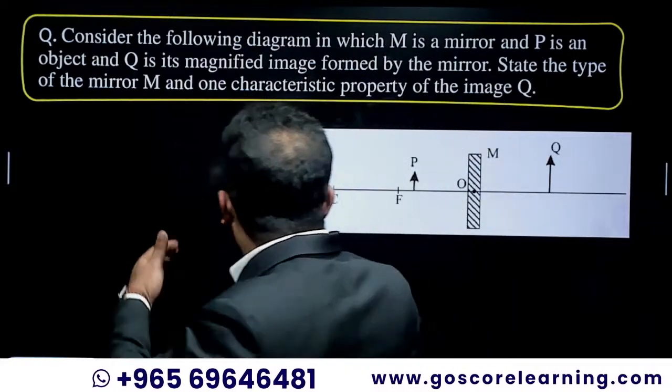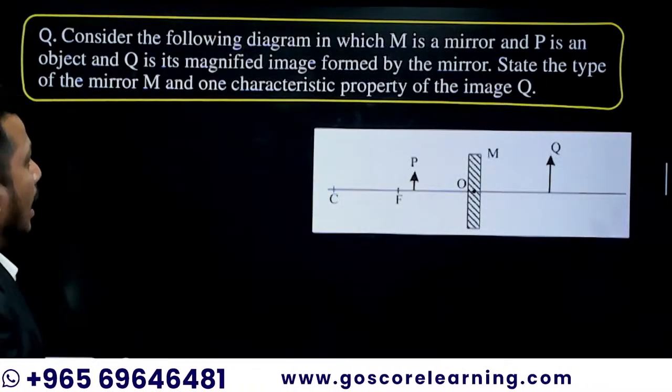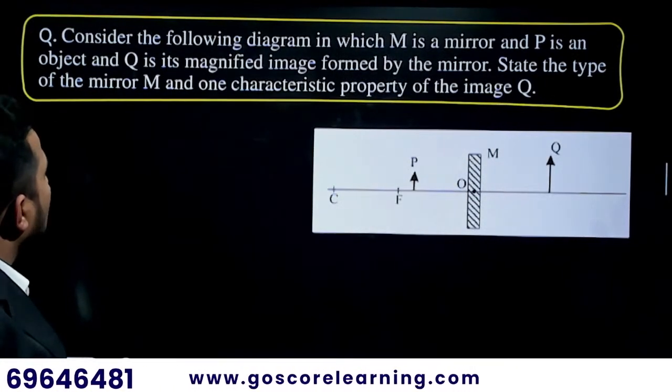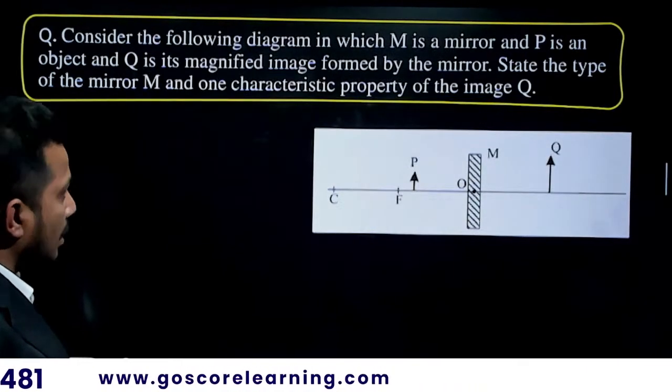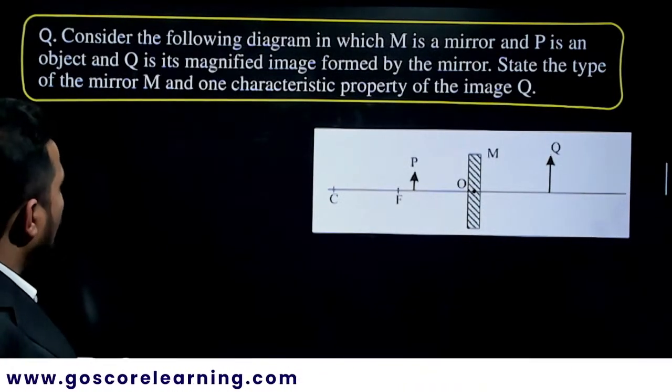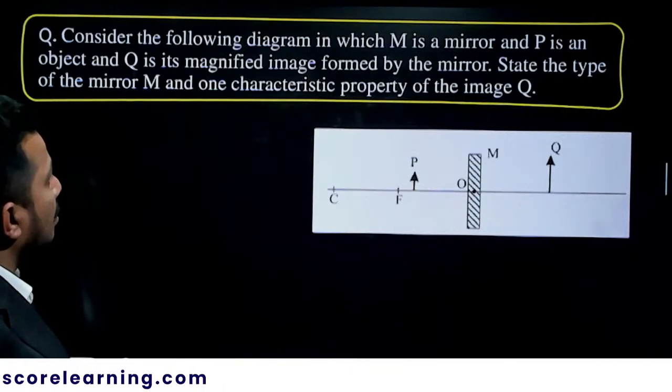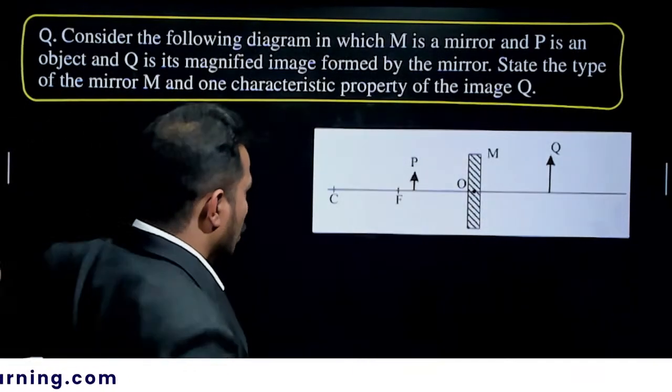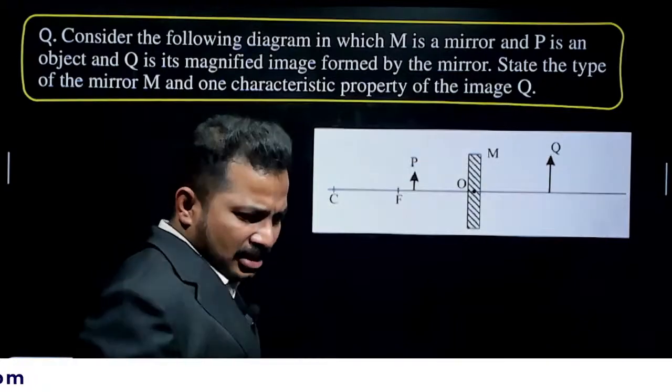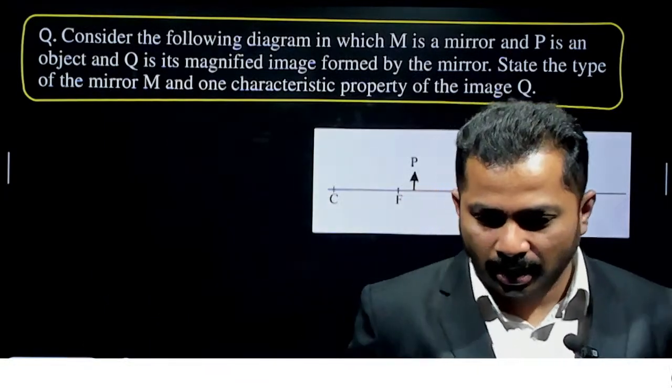Okay, consider the following diagram in which M is a mirror and P is an object and Q is the magnified image formed by the mirror. State the type of mirror M and one characteristic property of the image Q. Characteristic property means whether it is inverted, real, magnified, enlarged, like that.